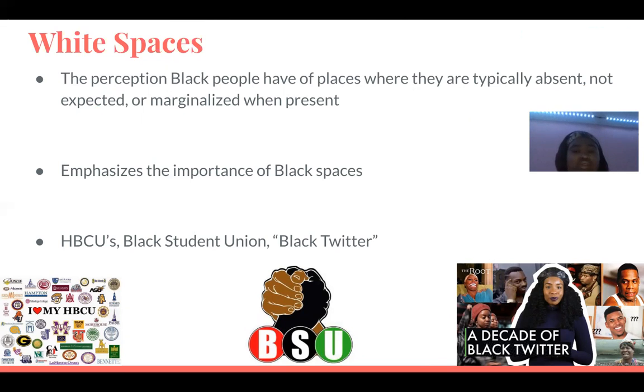So you have HBCUs like Morgan State, you have Black student unions in predominantly white schools. You have Black Twitter, which is a safe Black space version of Twitter. So you have different places that are safe spaces for Black people, considering that our feelings and our thoughts and our beliefs have been invalidated for so long.